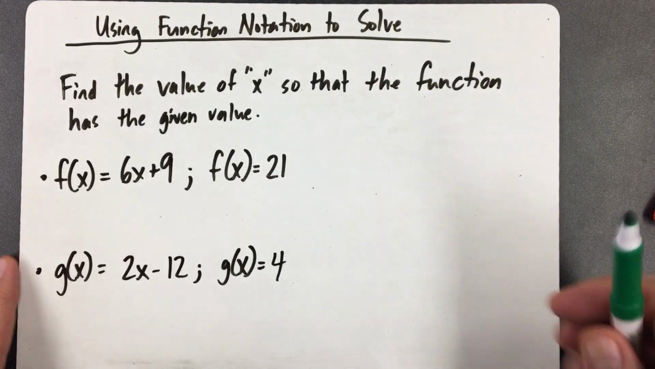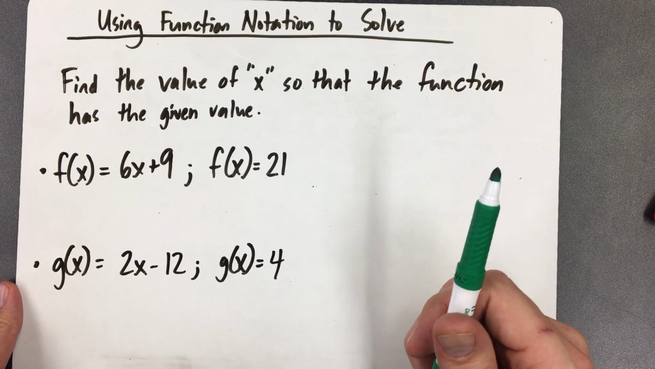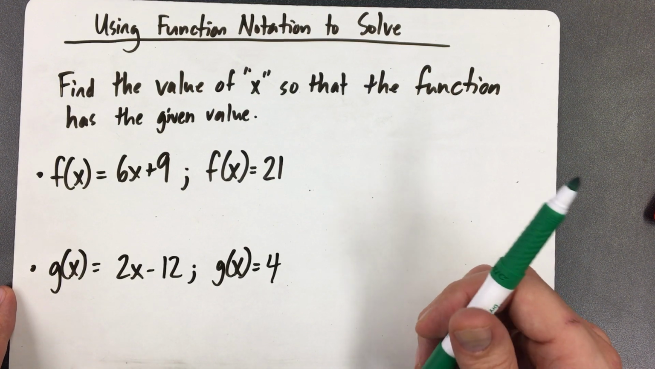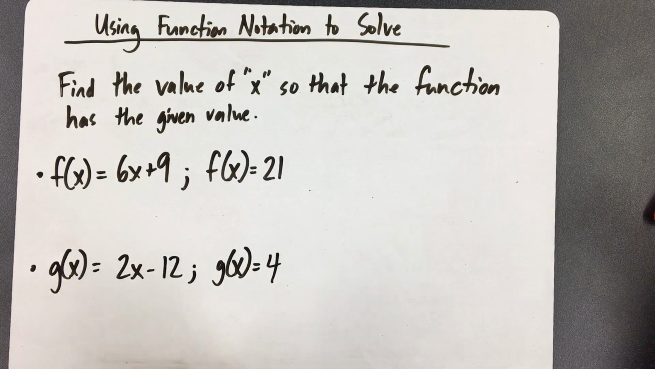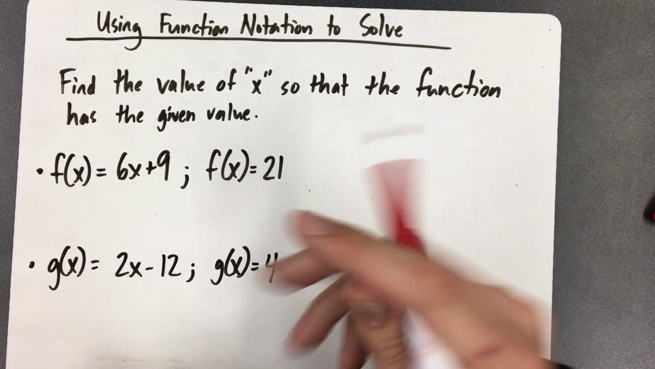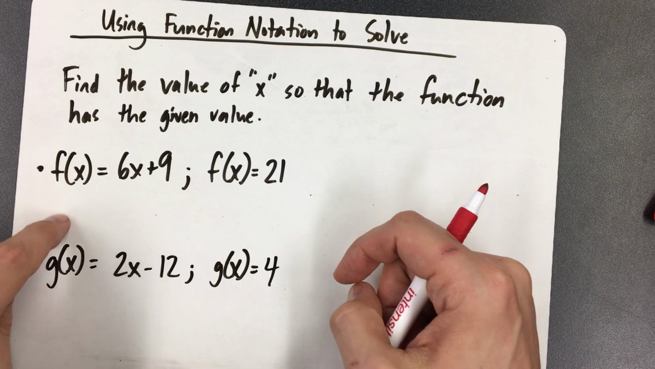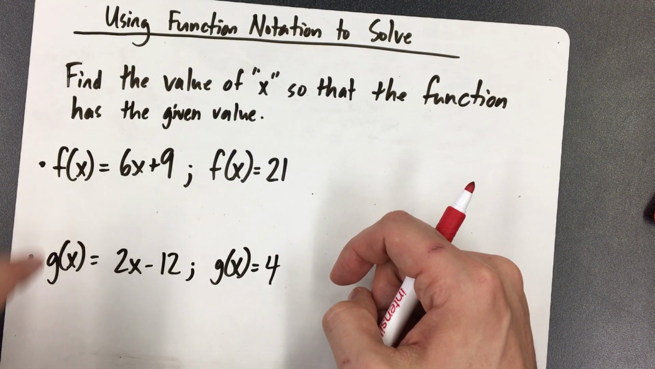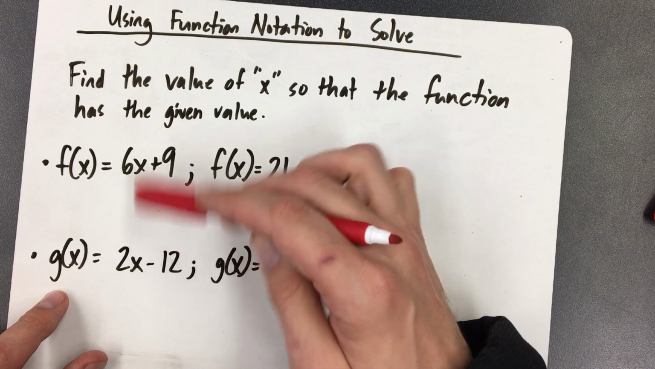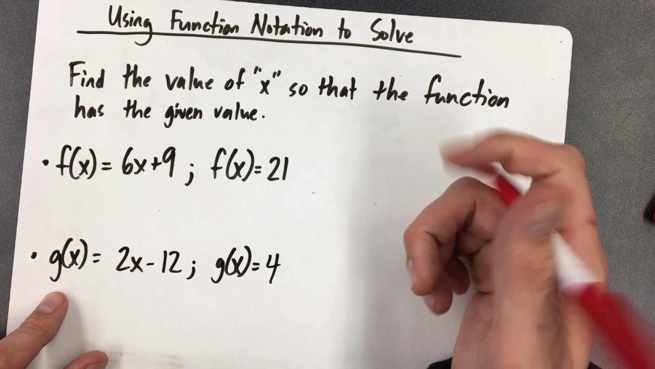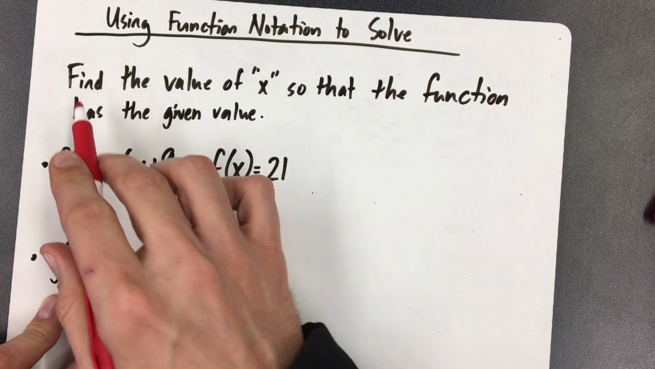The third board, how do I use function notation to solve for the independent variable? This is the opposite of what we did at the very beginning. At the very beginning, they told you what number to plug in for the letter x. Now they're going to tell you what to plug in for the output, the f of x or the g of x, and we're going to have to figure out what number we have to substitute in here to get that answer, right? This is the opposite of what we did at the beginning.